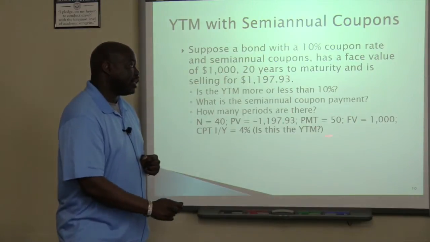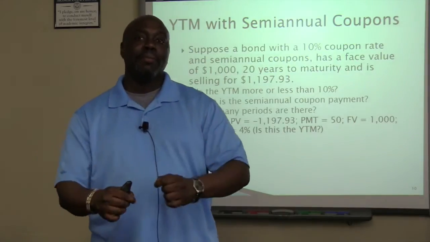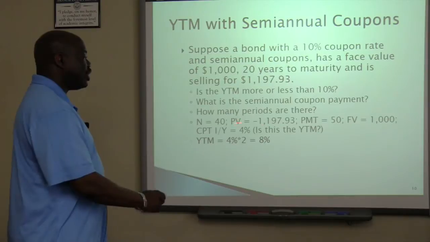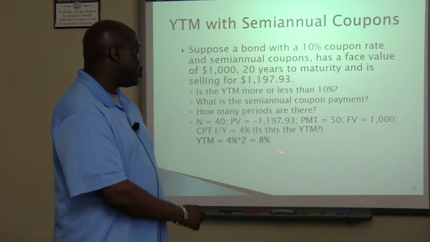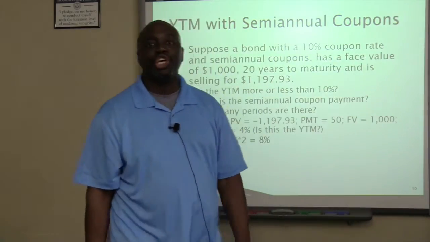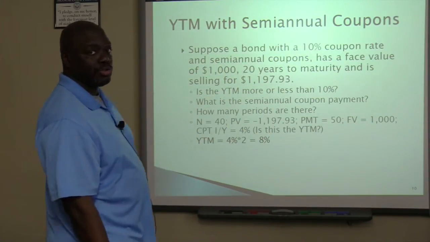It's a yearly payment of 100, right? So once you get the semi-annual interest rate, you have to multiply it by 2 to get the yearly. And the yearly is going to be 2% times 2, 8%. That is your yearly yield to maturity, or your interest rate for the bond.